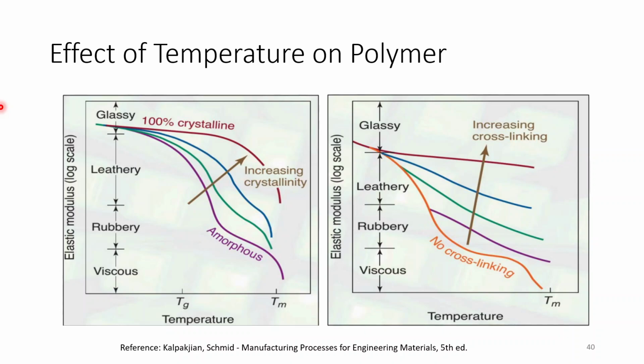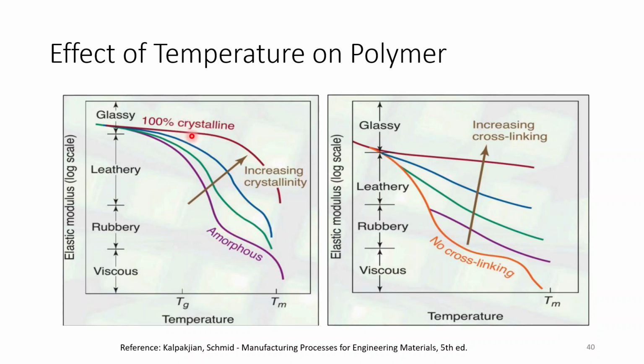Effect of temperature on polymers. If you keep on increasing the temperature up to the melting point, how your elastic modulus changes is shown here. In the case of amorphous polymers, you see a transition region. Before this it shows brittle behavior, and here it shows a soft transition. So here your polymer will act as soft.